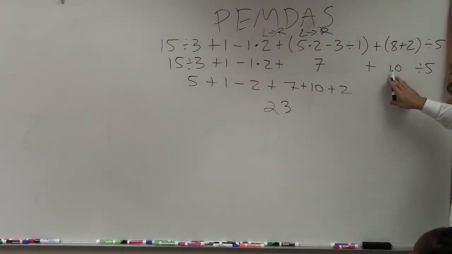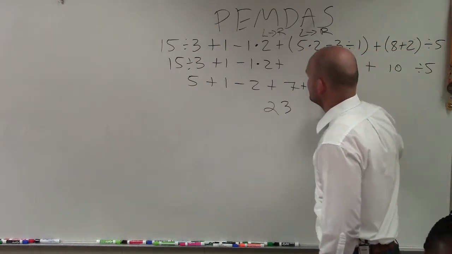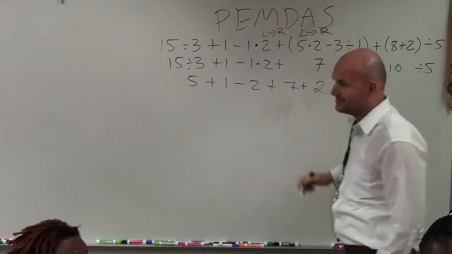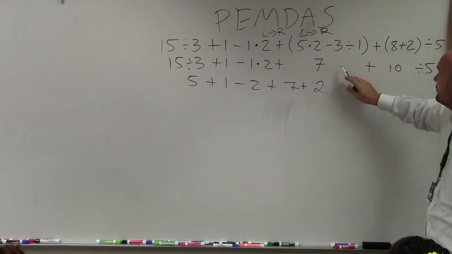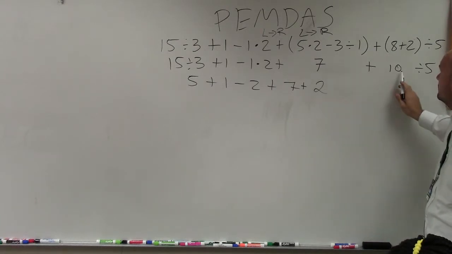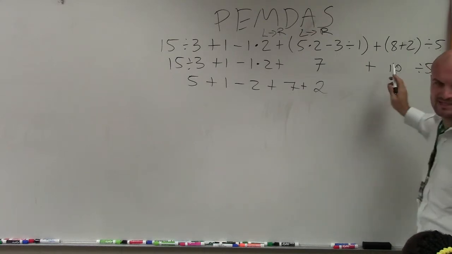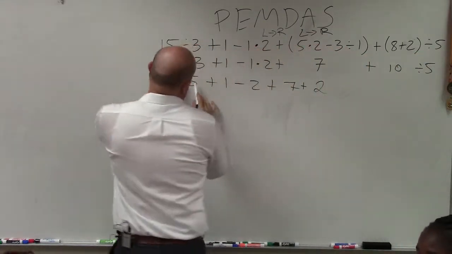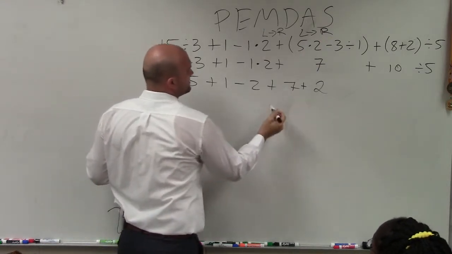Yeah, see, that's what I was saying. There's no plus 2. Oh, I didn't write it in there. OK, thank you. 21 divided by 5. I don't know where we got 2 from. No, we got 10 divided by 5 gave us that 2. So 5 plus 1 is 6, minus 2 is 4, plus 7 is 11, so I have 13.